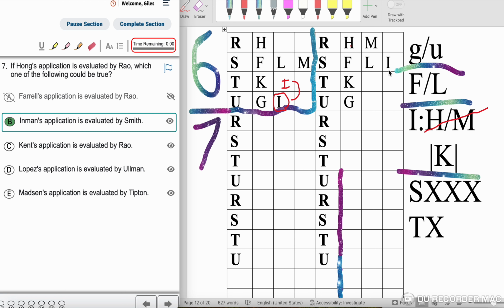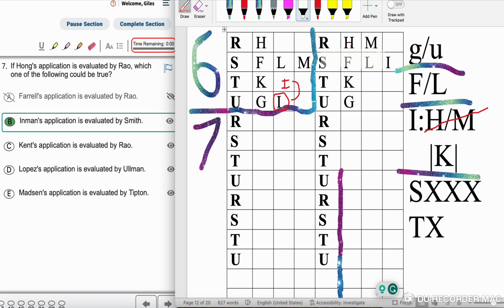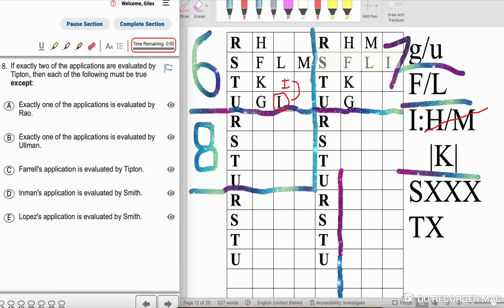If you guys don't see it, if you look at I right here, you'll see that it's owned by Smith. I'm going to go ahead and shade it for you, so you get a better visual representation. So there you go. Since question 7 was answered over here, I'm going to go ahead and put 7 here, and we're going to move on to the next question.